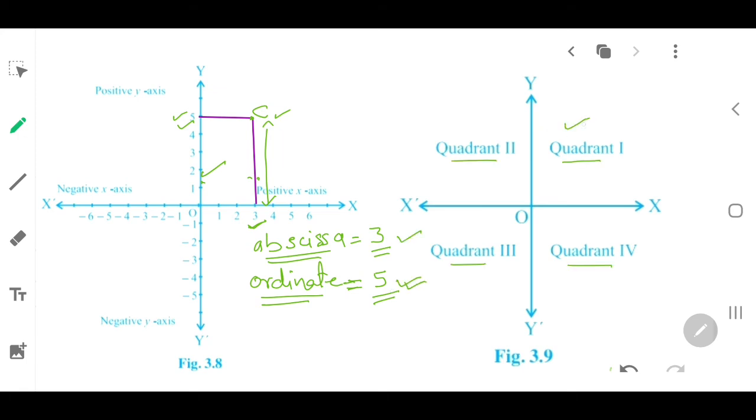The Cartesian plane has been divided into 4 parts. And each part is known as quadrant. Correct? On the top right hand side it has got quadrant 1. On the top left hand side it has got quadrant 2. On the bottom left hand side it has got quadrant 3. And the bottom right hand side has quadrant 4. So you remember, in a Cartesian plane it has got 4 different quadrants.